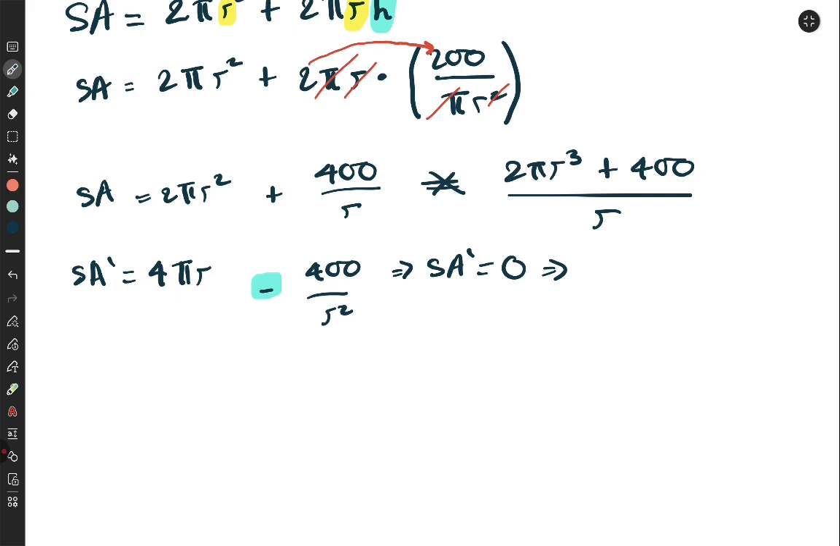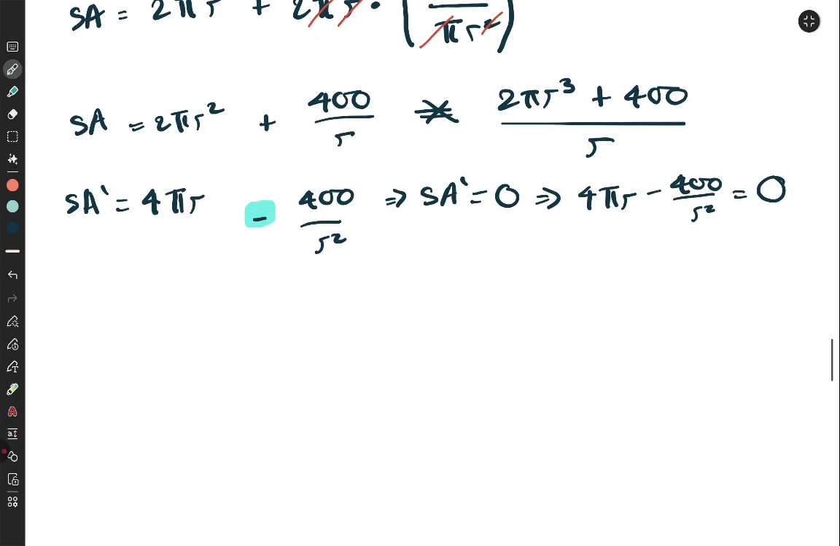Okay, so 4 pi r minus 400 over r squared equals 0. Right. All right. So for r, how do I do that? There are many ways, to be honest. There's many ways. Okay, so 4 pi r equals 400 over r squared.